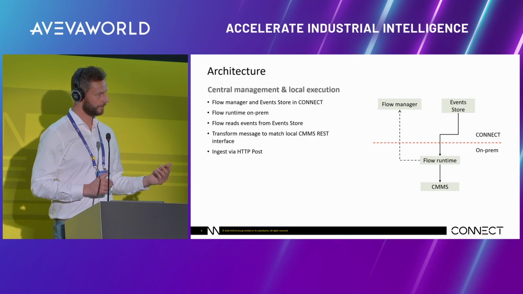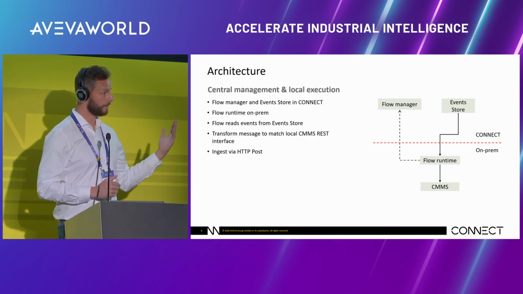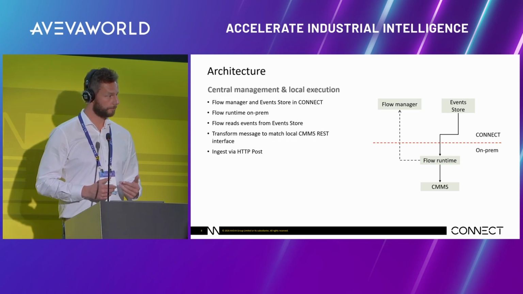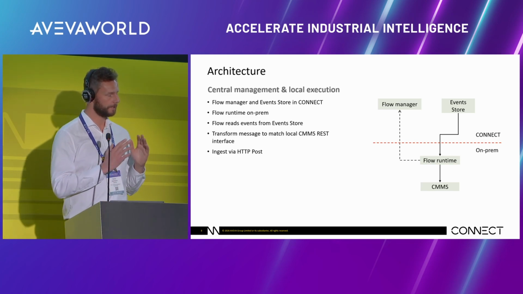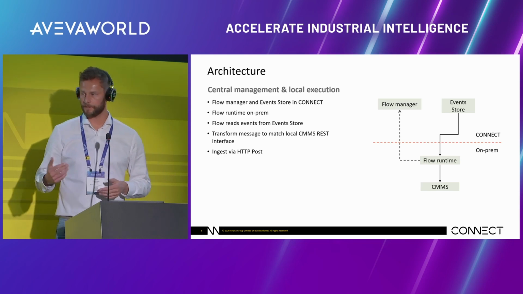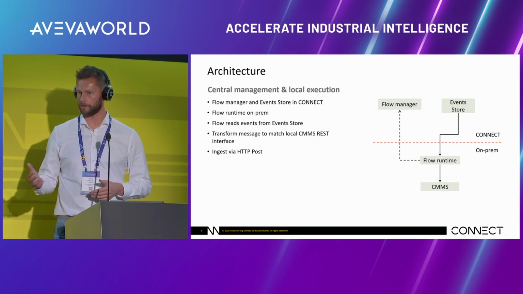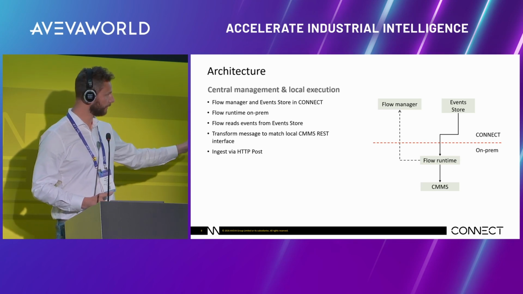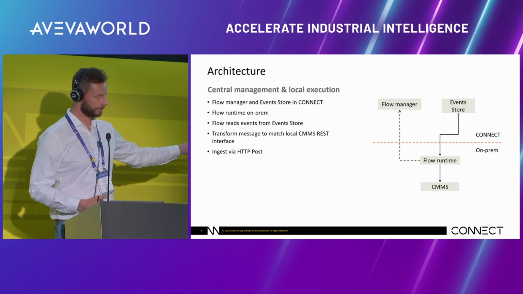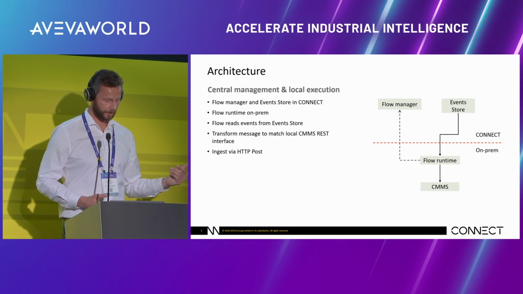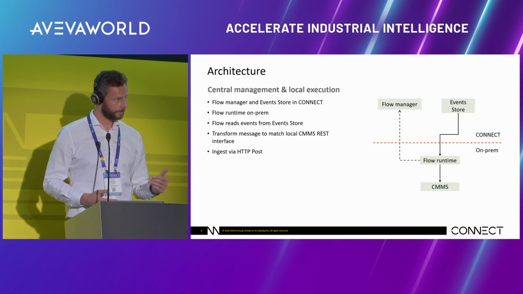But now in order to get some information back from the cloud environment to an on-premise setup, you usually want to run a polling mechanism. You don't want to open any inbound firewall into your networks, you just want to pull it. And therefore, the runtime needs to sit on-prem. And that is what we have here as well. So the flow runtime sits on-prem, connecting to the CMMS system and pulling out information from the event store. So that's the setup.